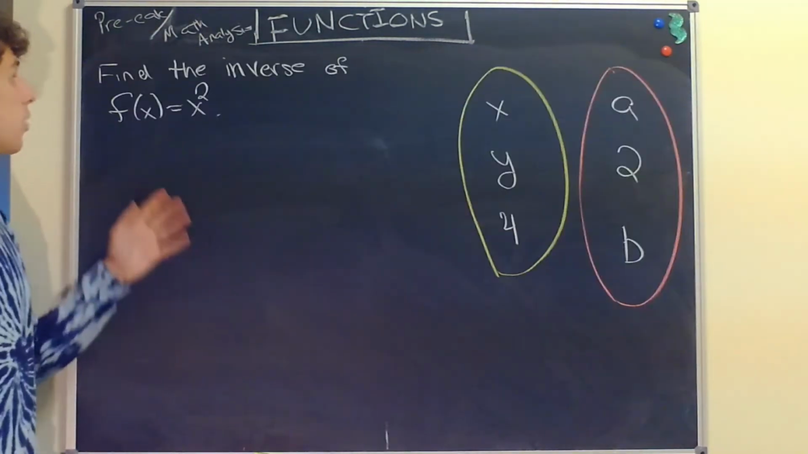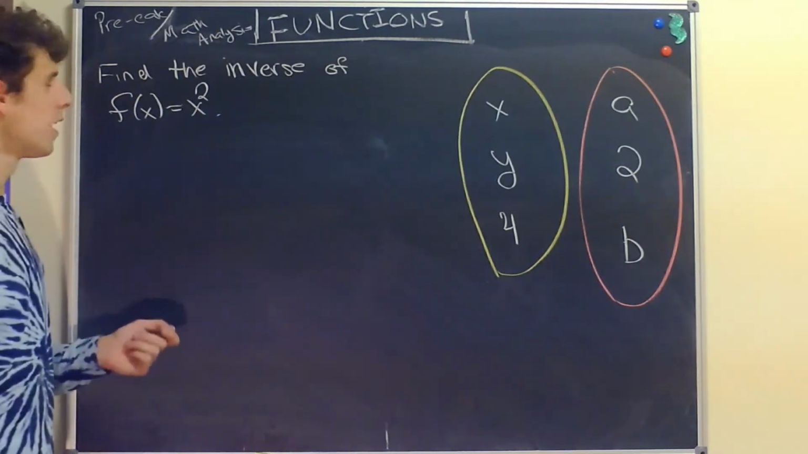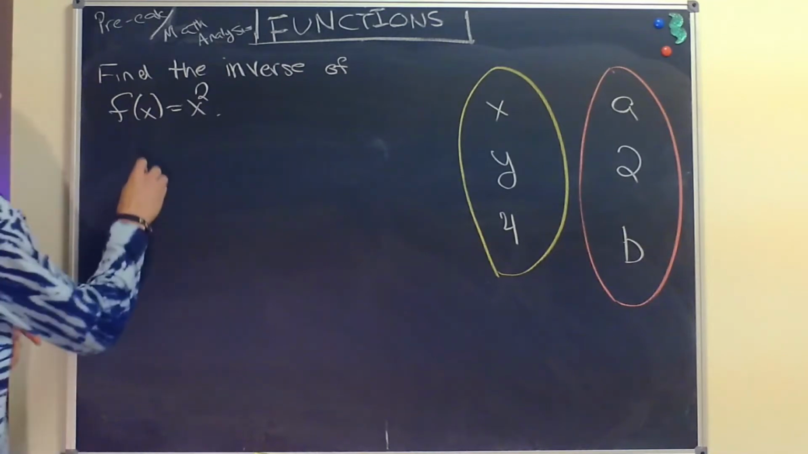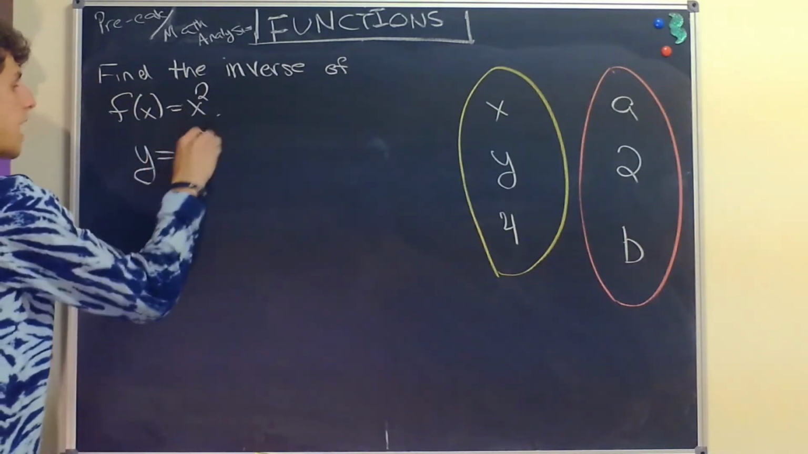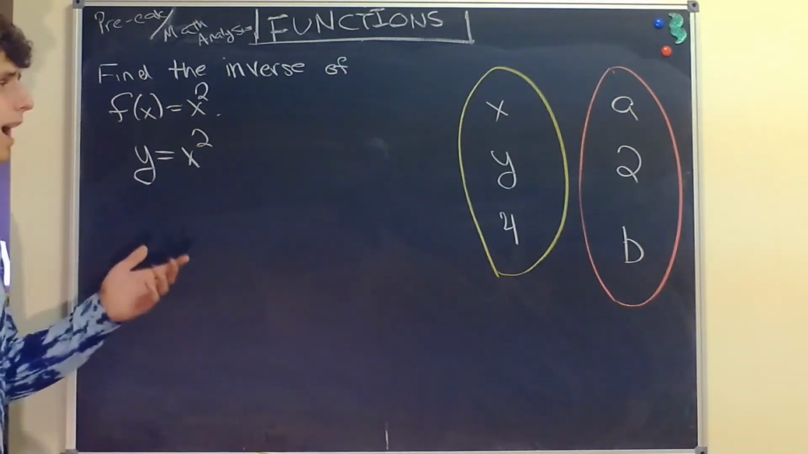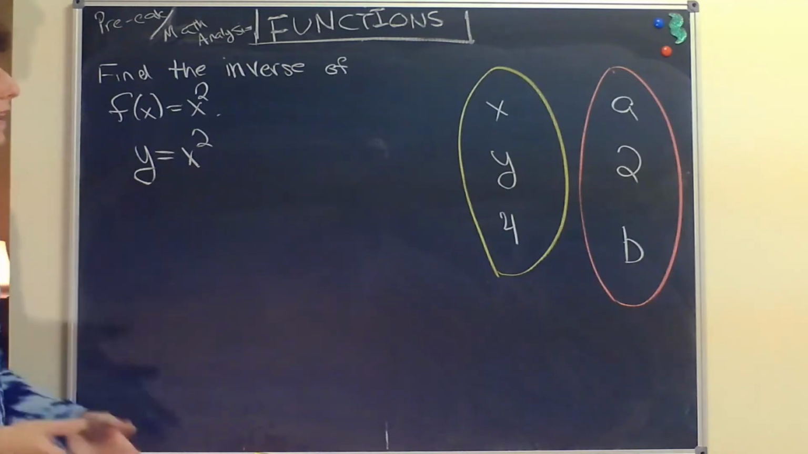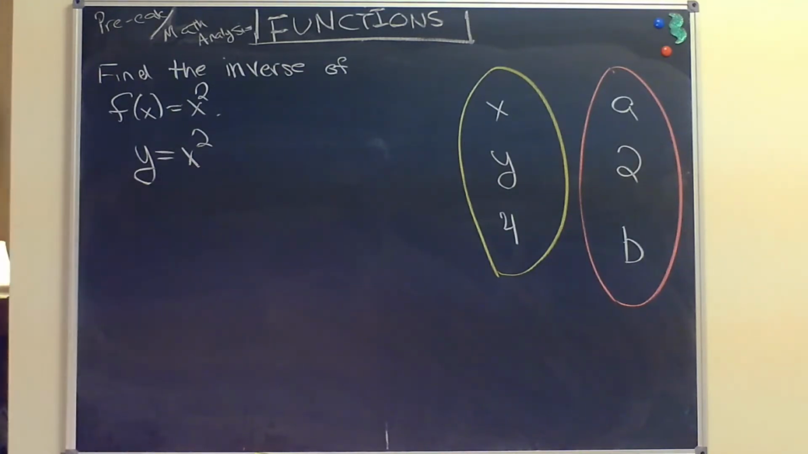Okay, so this example asks us to find the inverse of f of x equals x squared. Well, how do we want to do that? It sounds a bit weird, but first what we want to do is write out y equals x squared and then switch x and y. Now, why do we want to do that? Well, it's because an inverse function at its heart is really undoing what the function does in the first place.